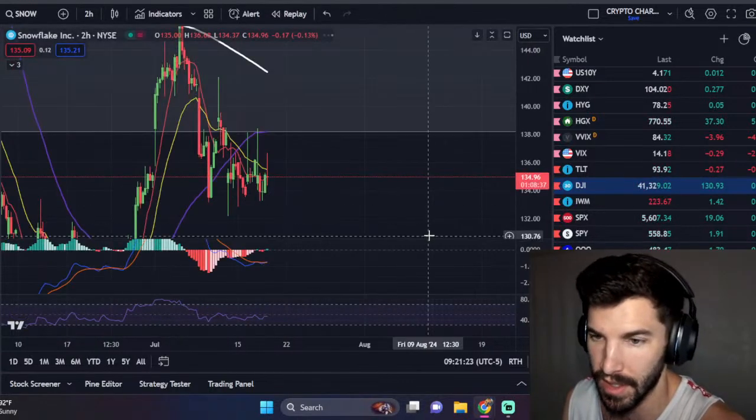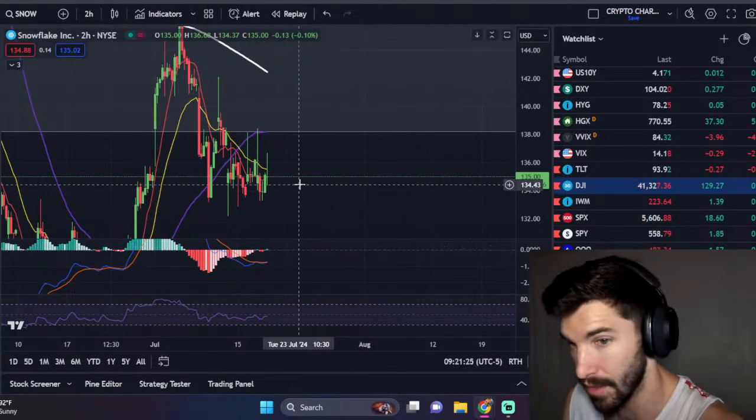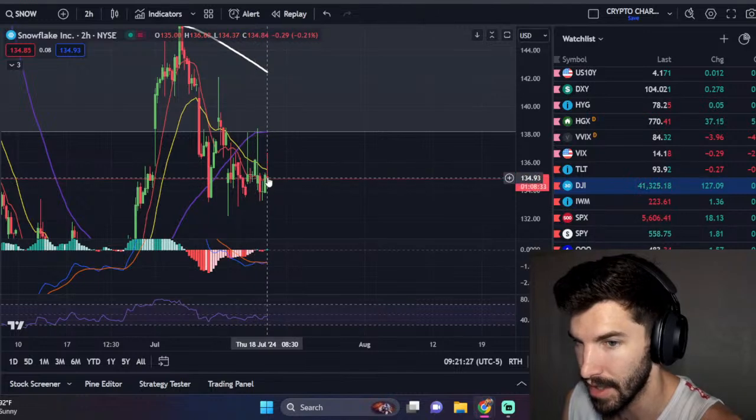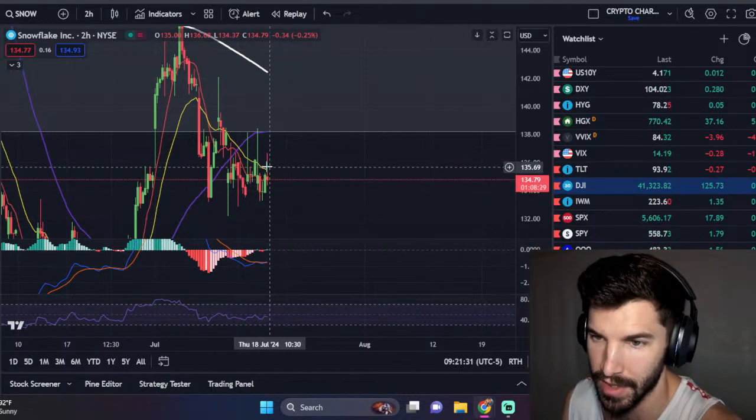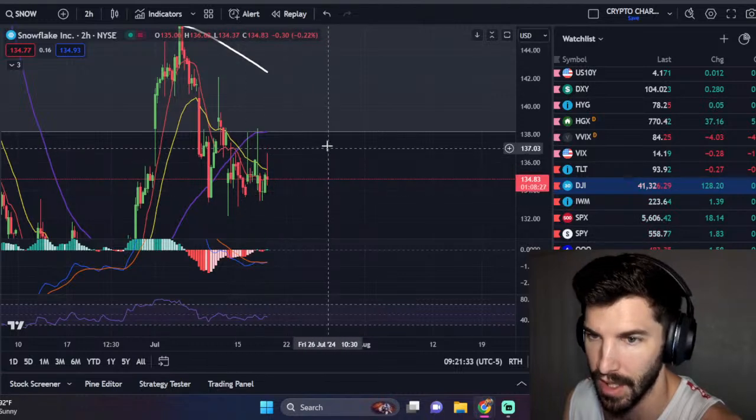Now, what do we want to see here, though? We want to see that 2-hour curling up. That's what you're getting. But it's seeing some weakness here. So have you gotten all the signals for the swing trade? No, the RSI is not above the center line. You don't have anything above the 9 or anything.